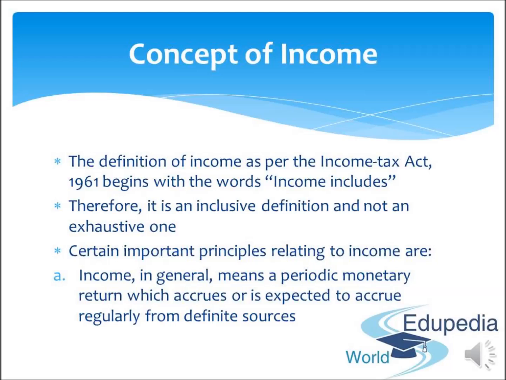Number one, income in general means a periodic monetary return which accrues or is expected to accrue regularly from a definite source. So, if I am earning any income which is periodic, which is accruing to me regularly and which is coming from a definite source, then I have to include that income. That is an includable income.